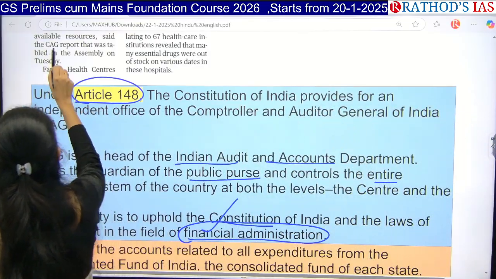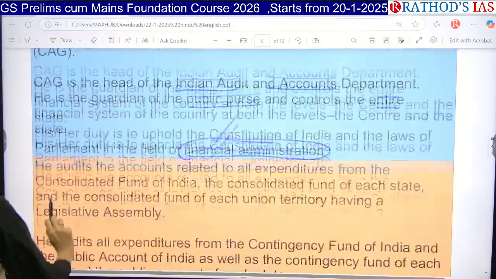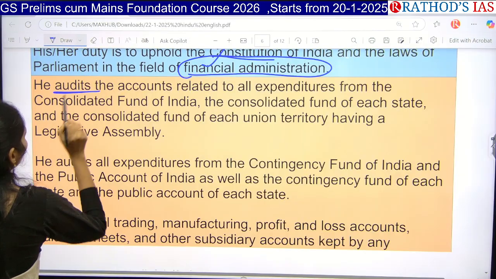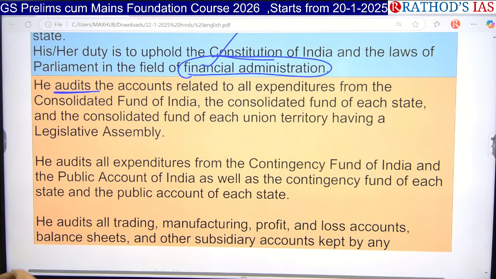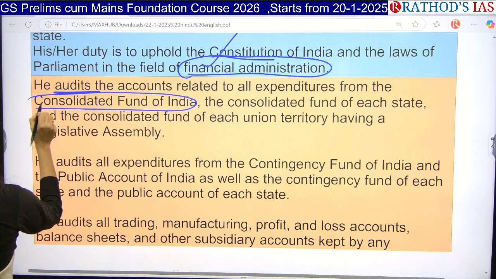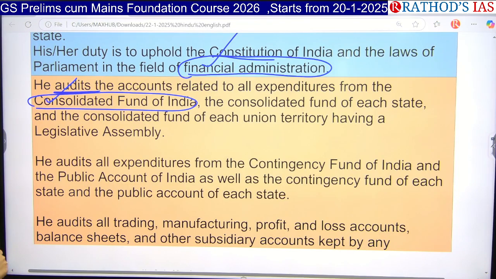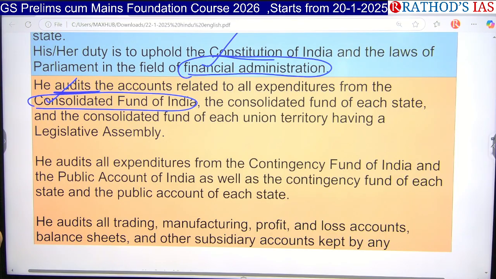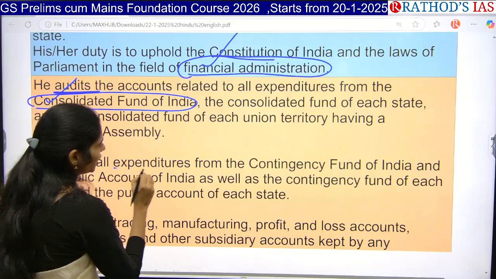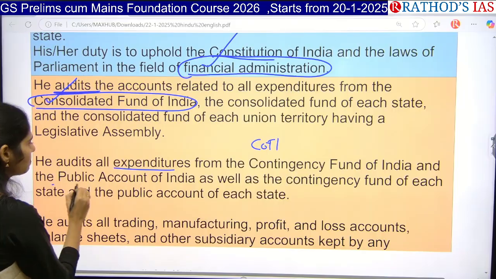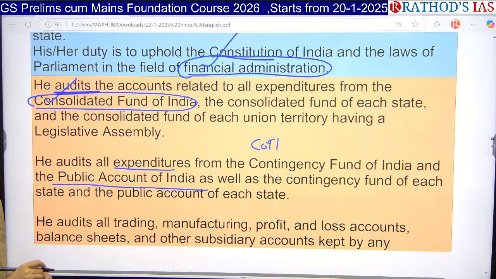If you see some important functions of the CAG, the first important function is that it will do audits related to the accounts and all expenditure of the Consolidated Fund of India. Regarding the CFI, whatever expenditure is done, the audit will be done by the CAG. Even the Consolidated Fund of the State is taken care of by the CAG. It also audits expenditure from the Contingency Fund of India as well as the Public Accounts of India.